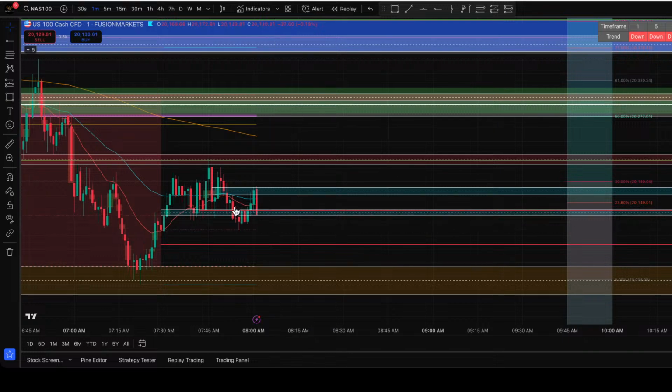37 seconds left, immediate reaction. Let's see if we get that engulfing candle, take out these lows. That'll confirm that drop. 20 seconds left.